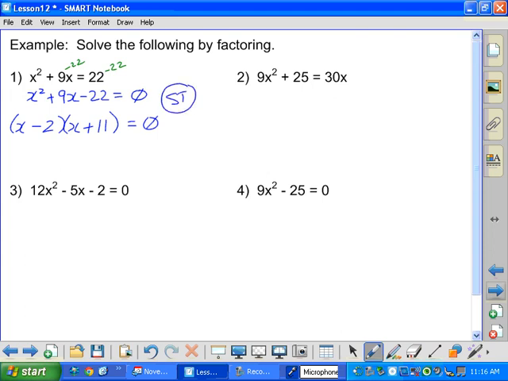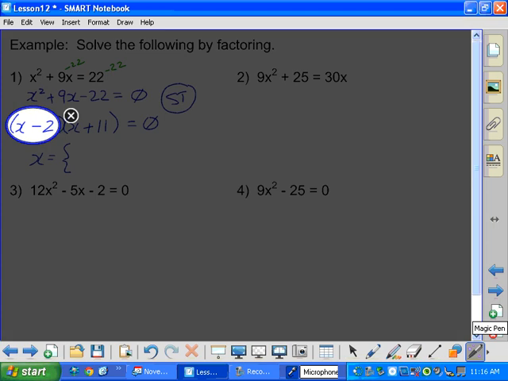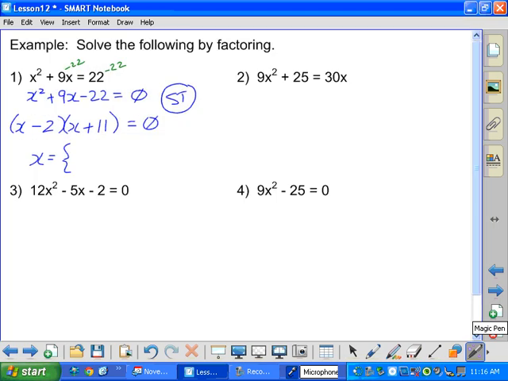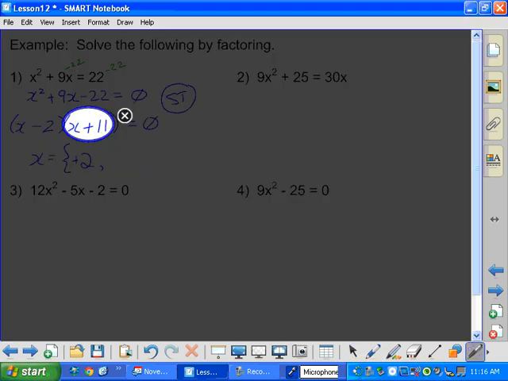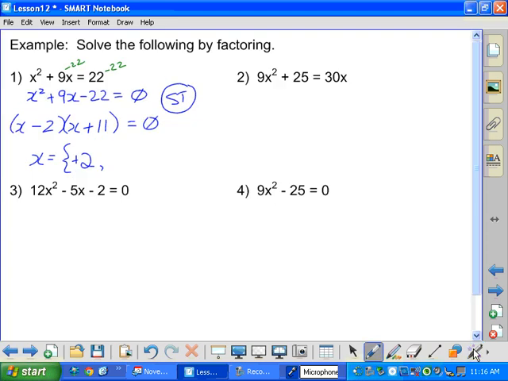Now you've got to take this one step further, and we're using the set notation. That's the squiggly brackets. That tells us that x has multiple answers. So what would x have to be to make that first bracket 0? It's got to be the inverse. So x would have to be a positive 2. I'm going to put the positive 2 to emphasize, but you do not need to write the positive sign. For x plus 11, what would make it 0? The x would have to be a negative 11.